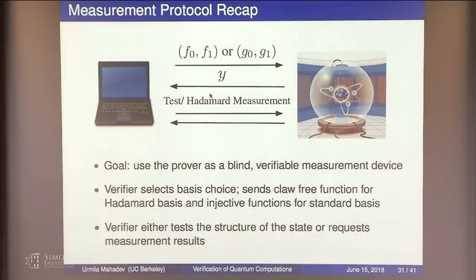So just to clarify, you use the magic here twice. First, to strip away the x0, x1, right? Yeah. And the second, to blind whether you're doing a Hadamard or a standard. Yeah, that's pretty important, the standard and Hadamard part.